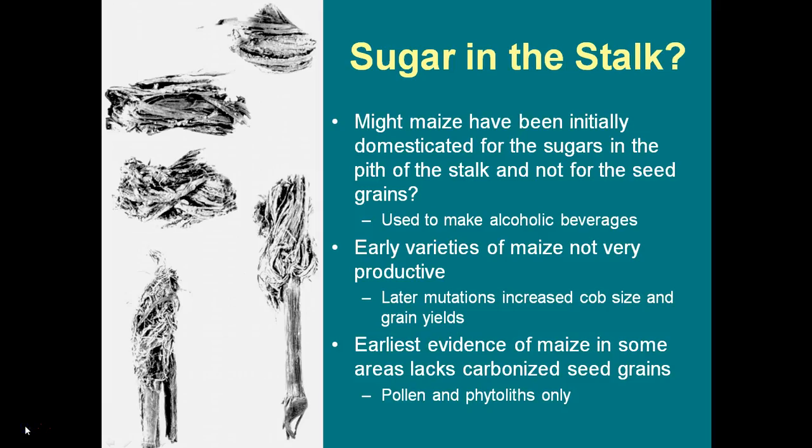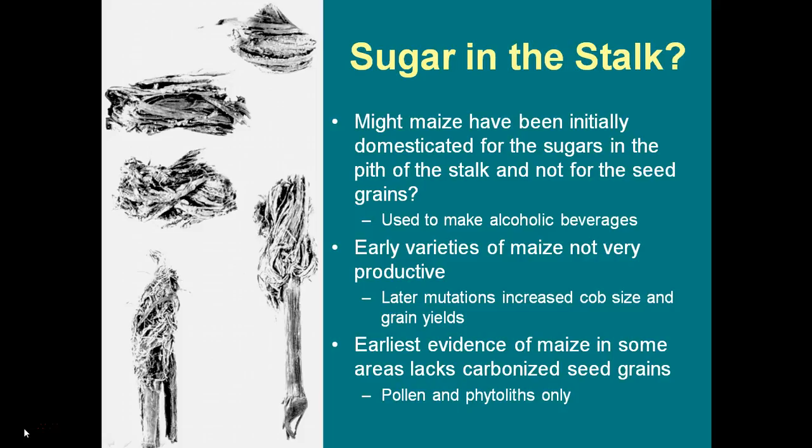There are a few people, however, who suggest that maize might have initially been domesticated not for the seeds, but rather the sugars that are in the stalk. Now, most of you may have chewed upon a stalk of some species of grass and it seemed rather sweet, because many grasses contain sugars within their stalk. Now, this sugary juice from the stalks of maize was used to make alcoholic beverages in some parts of Mexico.